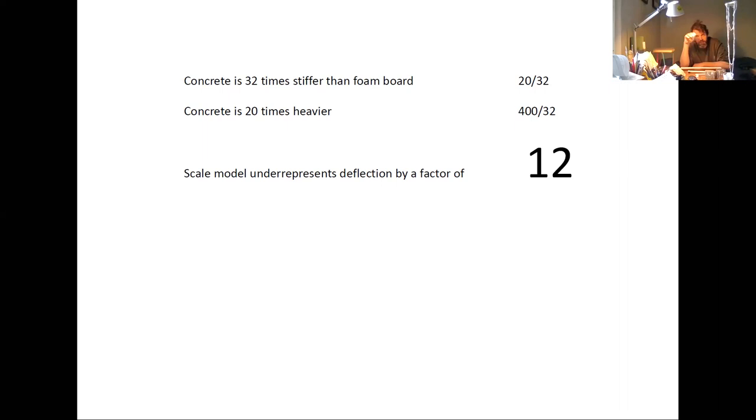So then it's 400/32, which means that the scale factor between the foam board at 1 to 20 and a concrete structure is such that the little foam board model underestimates the deflection of the concrete structure by a factor of 12.